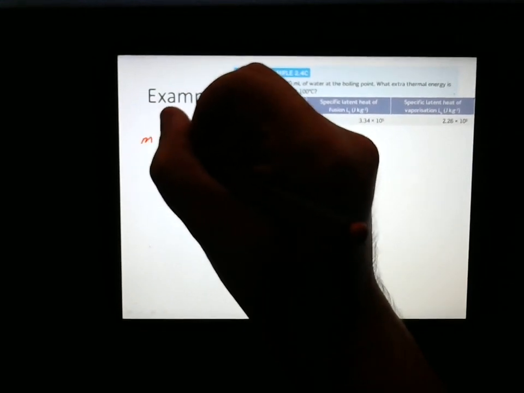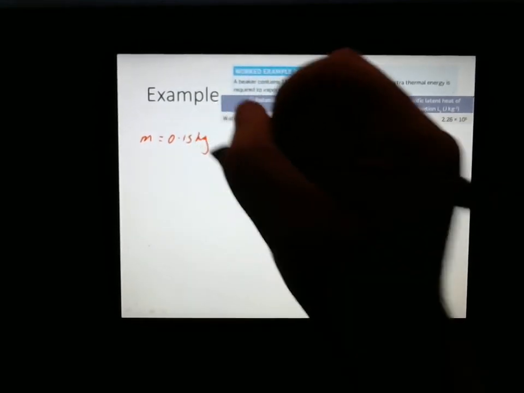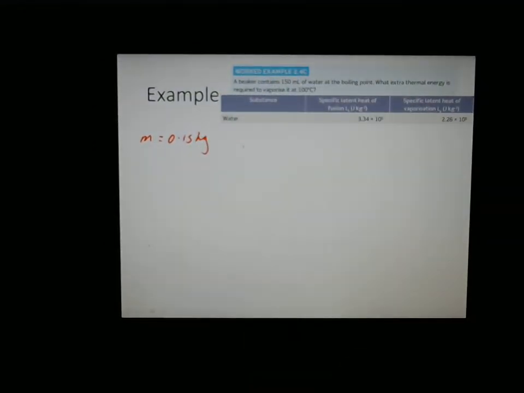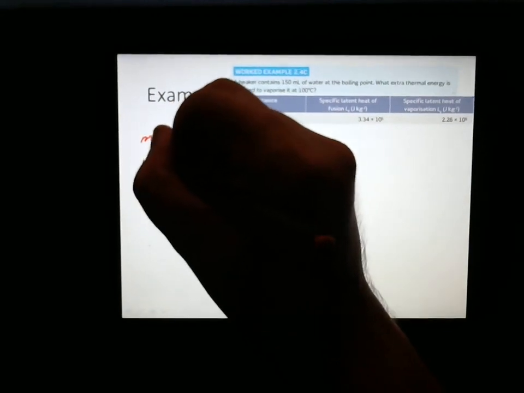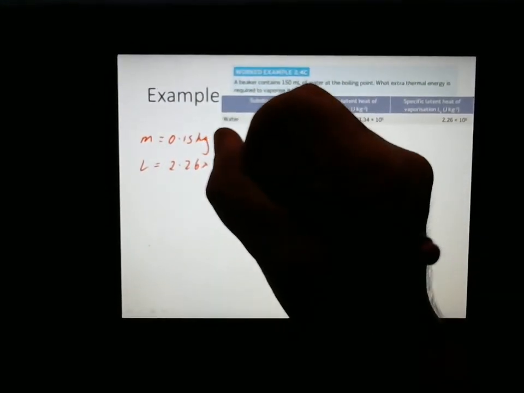Again, let's get those numbers we're going to need. Here's our water table again. This one's a little bit easier. We don't have a mass, we have a volume given to us, but remember 1,000 milliliters of water is the same as 1 kilogram. So this will just be 0.15 kilograms. We have a latent heat of 2.26 times 10 to the 6.